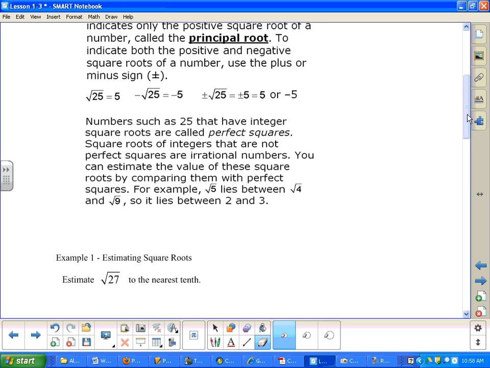Perfect squares like 25, 36, okay, those are really nice. Anything that's not a perfect square, as we were talking about the other day, those are irrational numbers, and those we cannot simplify. We could find the numbers they lie between, but other than that, we can't do anything else with them.